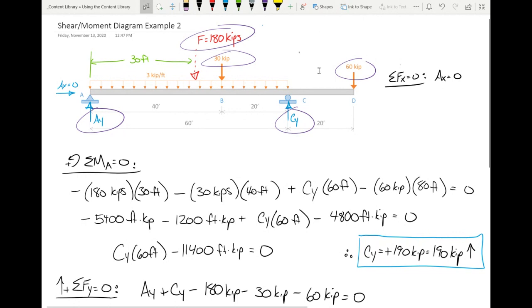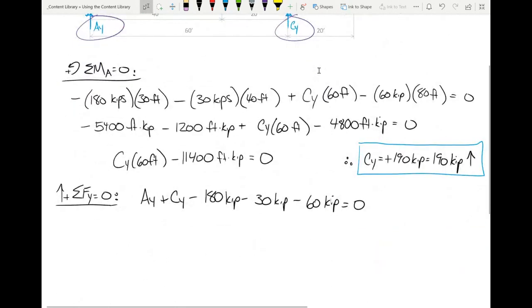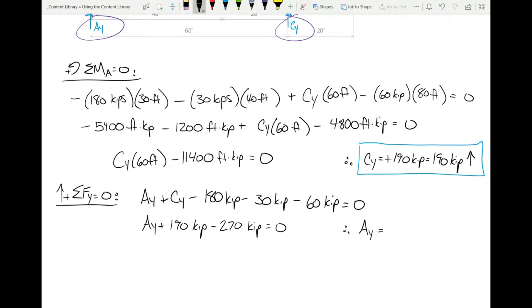All right. I'm going to scroll down a little bit. I'm running out of room here. So AY plus, and then we've got CY. We figured out what CY was. CY is positive 190 minus, then 180, 30, and 60. That's 270. So therefore, and that equals 0. So therefore, AY is what? What's AY got to be? There you go, 80 kips.